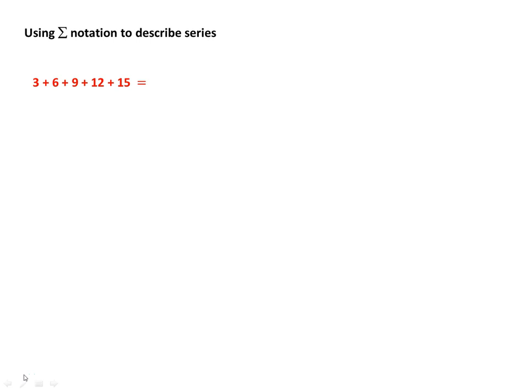Now if we've got the series 3 plus 6 plus 9 plus 12 plus 15, we can see that that is the sum of the first 5 multiples of 3. So we can write that as being the sum between r equals 1 and 5 of 3r. If we've got 1 plus 4 plus 9 plus 16 all the way up to 100, we can see that we're adding up the first 10 square numbers. So we can write that as being the sum between r equals 1 and 10 of r squared.